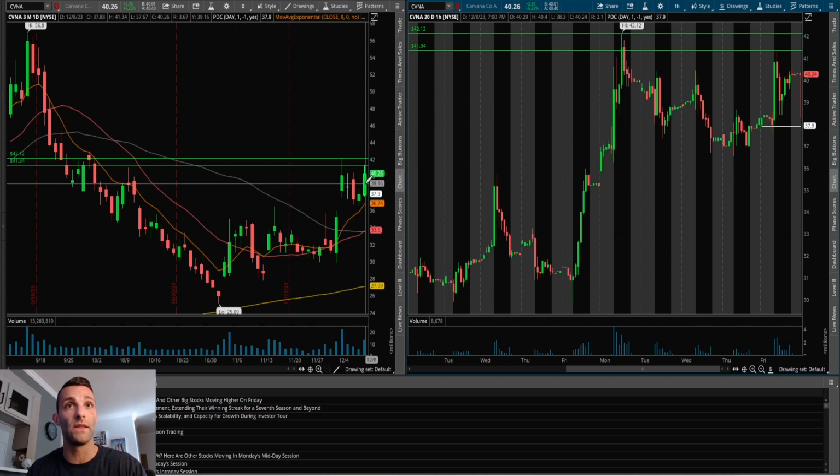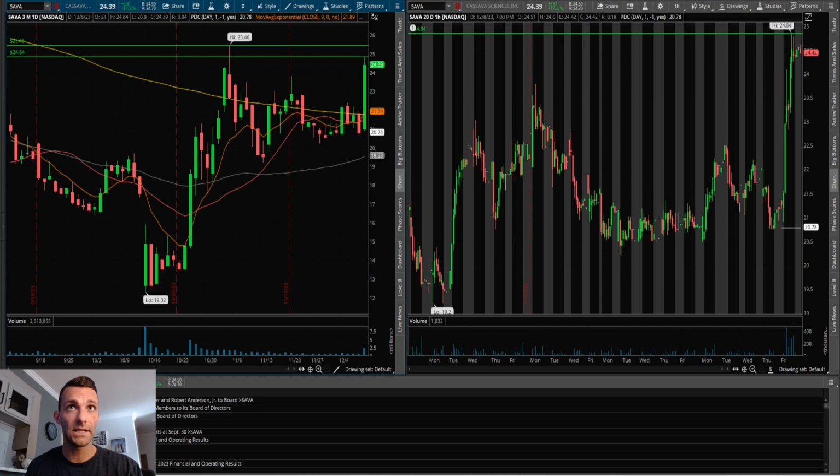So the levels that I'm watching on this are going to be prior day high, 41.34, and then also the prior pivot high, which really is the high of this short-term consolidation, which is going to be 42.12. We clear out those levels, stay above them, this could catch more momentum to the upside.